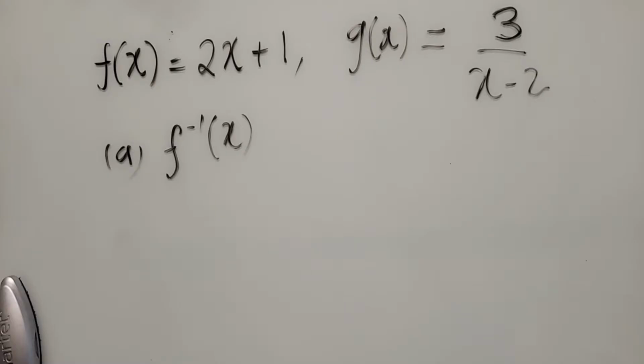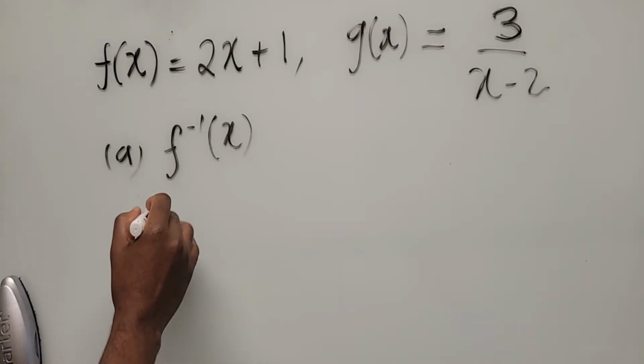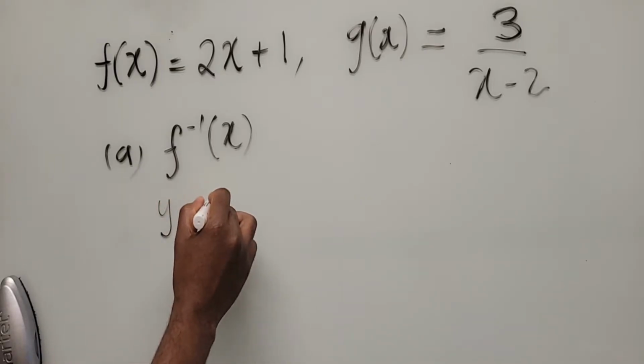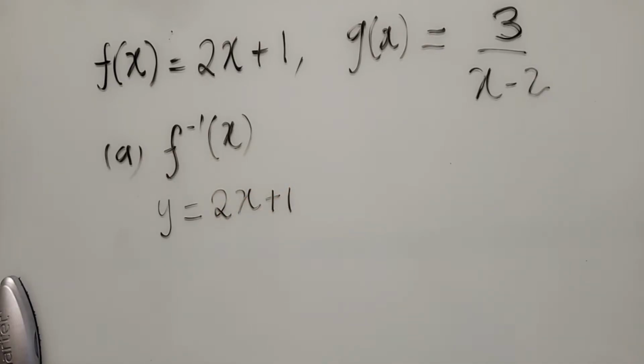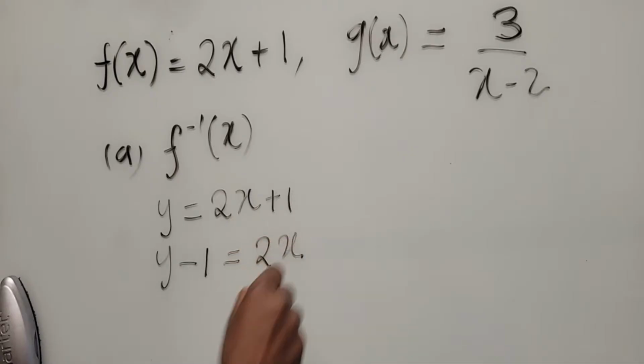We are going to, f is just the same as y, right? So we can write y to be equal to 2x plus 1. Okay, that is the first step. Then we want to make x the subject of the formula, right? So to do that, I can just subtract 1 both sides. So this will be y minus 1 is equal to 2x, right?